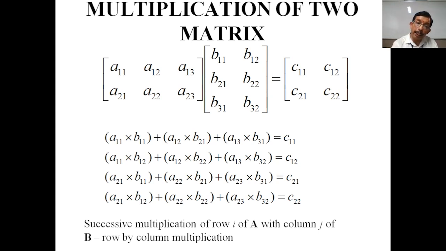After that we take the second row. For example, here there are 2 rows and 3 columns in the first matrix, and the second matrix has 3 rows and 2 columns. First we check that the number of columns in the first matrix is 3, 1, 2, 3, and the number of rows in the second matrix is also 3. The multiplication is possible. But how to multiply these rows and columns? The main question arises.